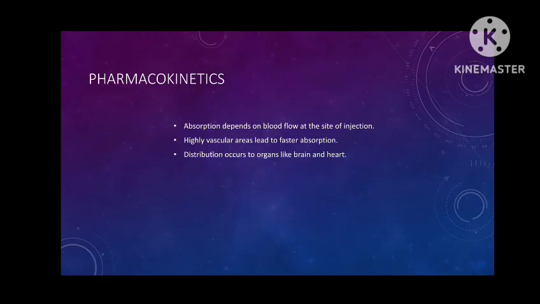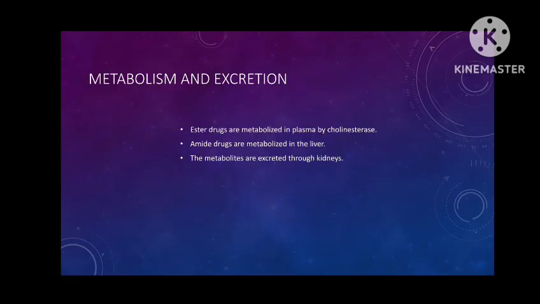Once it is absorbed, these drugs are distributed to various tissues, with highly perfused organs such as the brain and heart receiving the drug more rapidly. The metabolism of ester type drugs occurs in the plasma, whereas amide type drugs are metabolized in the liver by microsomal enzymes. Finally, the metabolites of these drugs are excreted through the kidneys via urine.